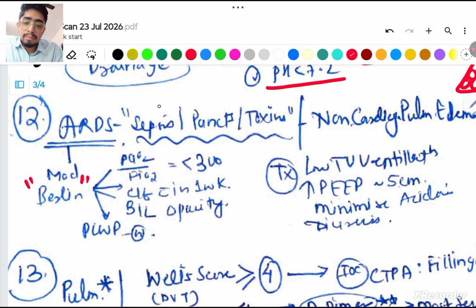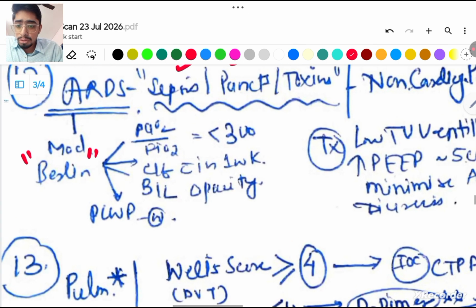Whenever you have words like the patient is in sepsis, or the patient came with a complaint of pain abdomen, you diagnose it as pancreatitis. Now he has deteriorated. Now, toxins. Okay. So what is the modified Berlin criteria? We have 4 points. So 1, 2, 3, and 4.